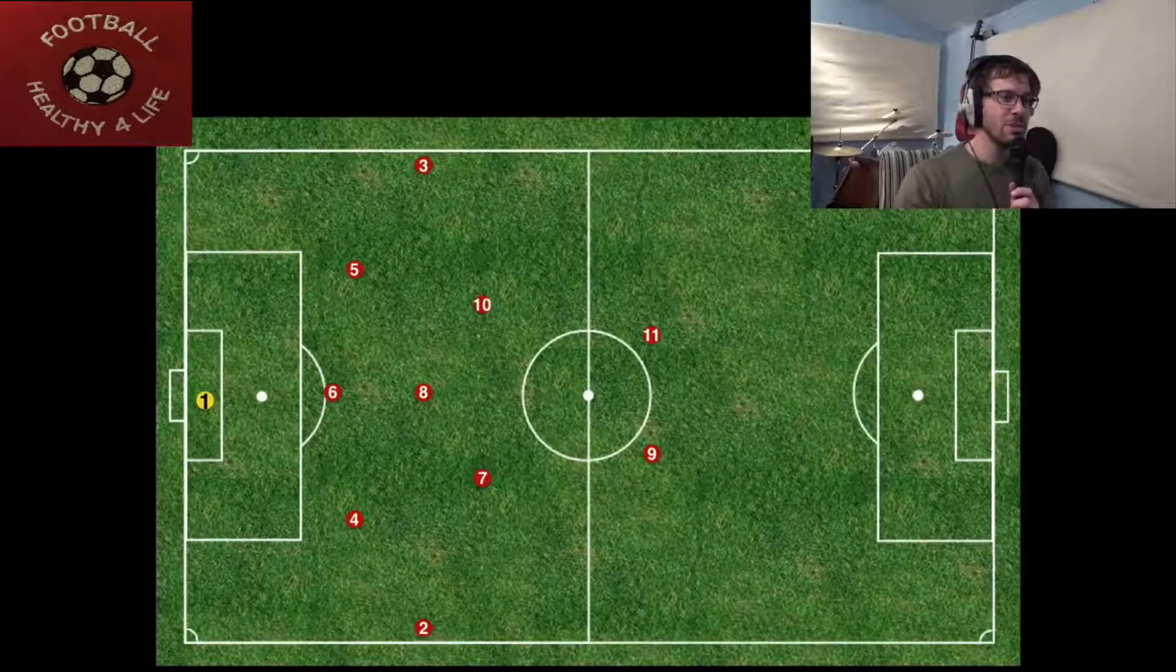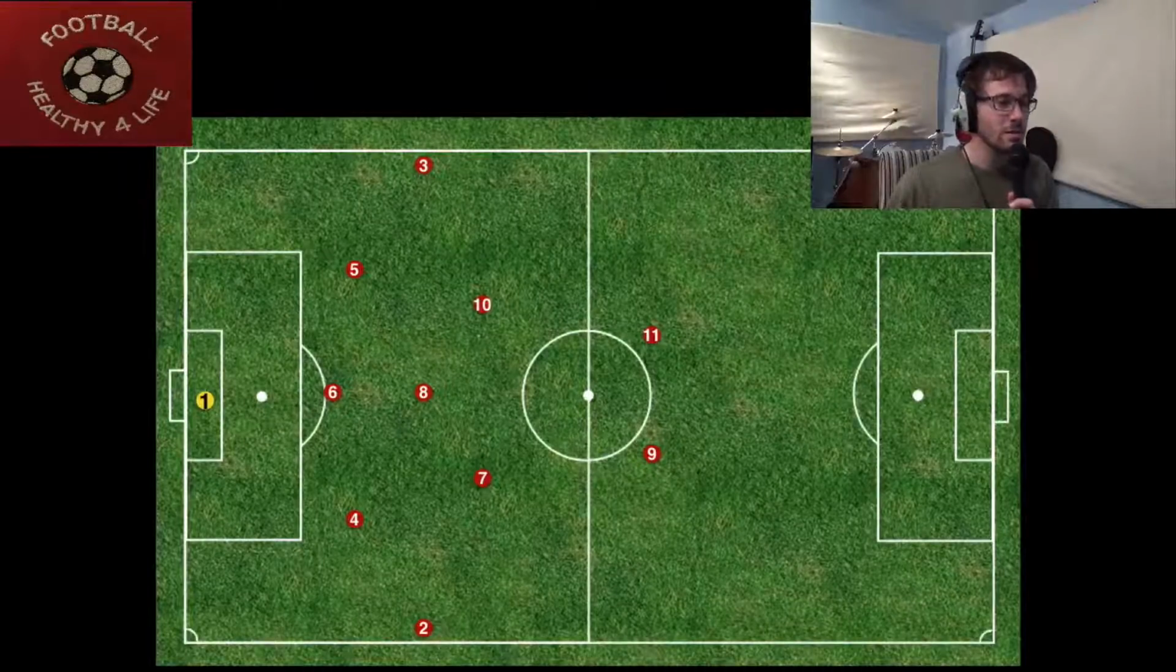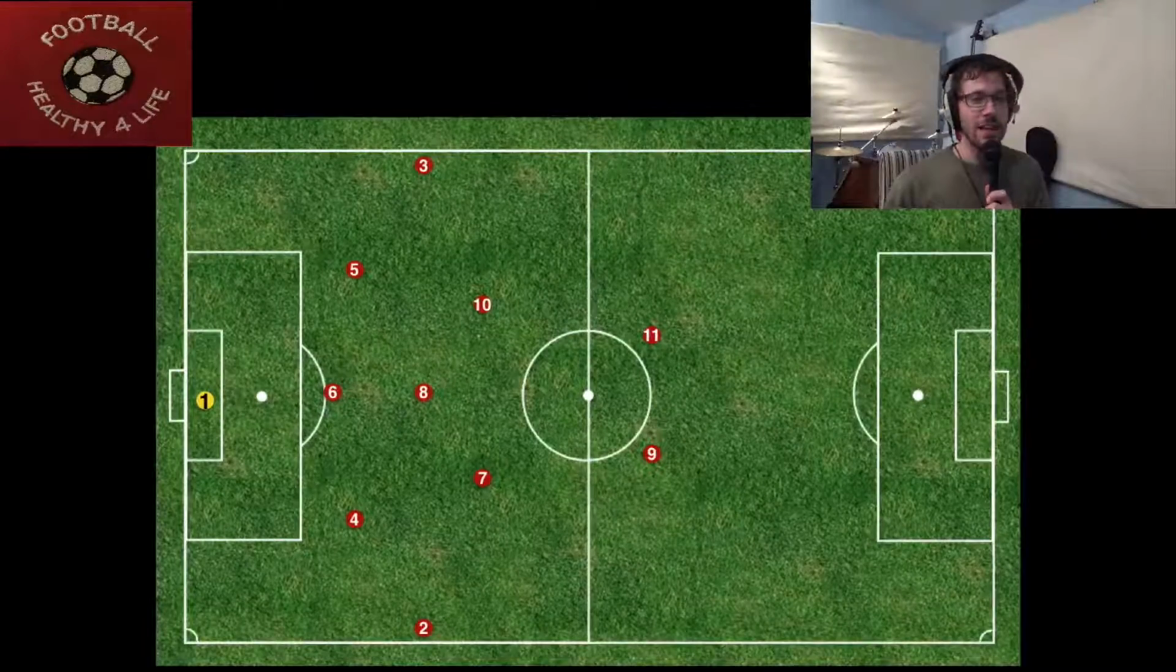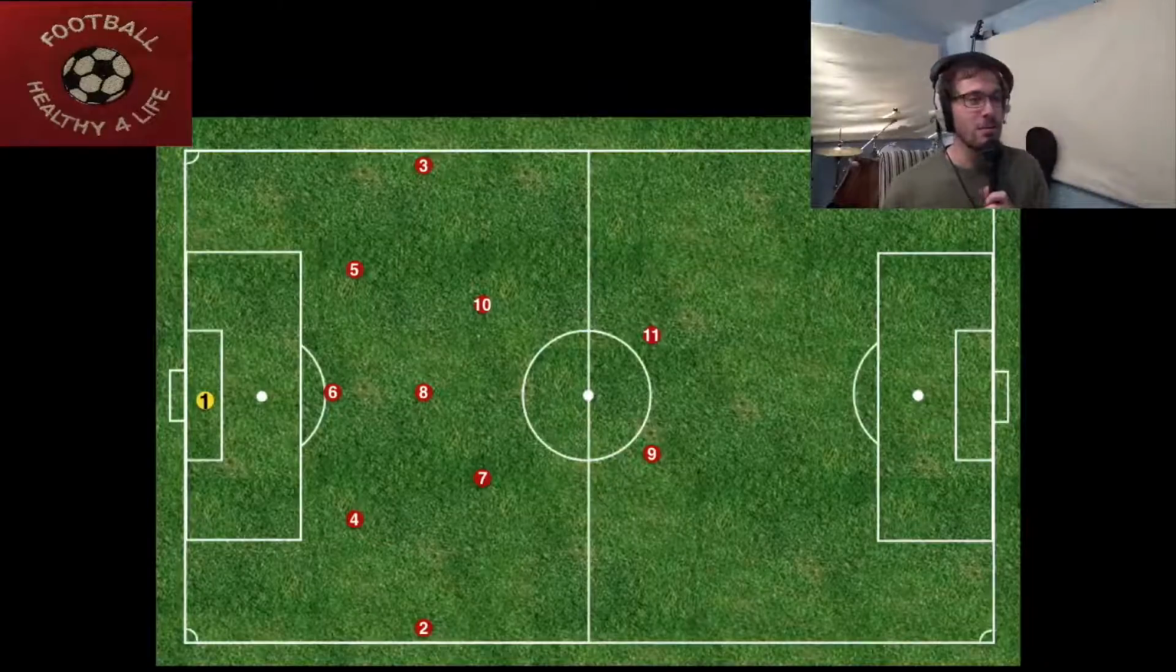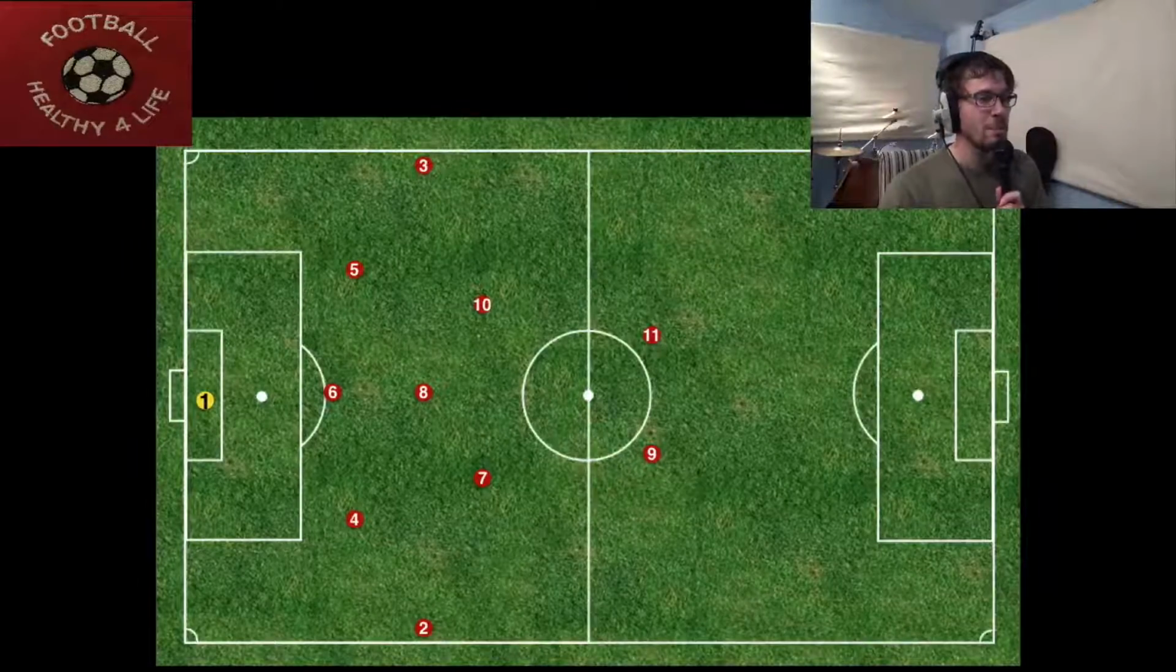Now you'd choose this if it worked with your players. We used this in the last tournament. I think it works with our team. It's a flexible formation. It's great going forwards, it's great coming back. So here we go, let's look at it.